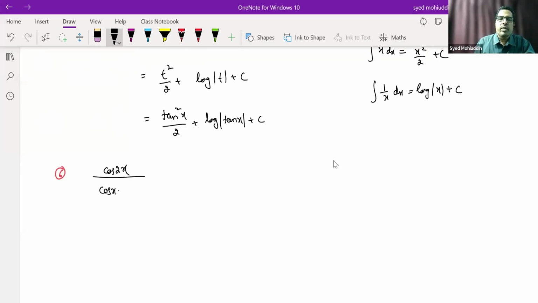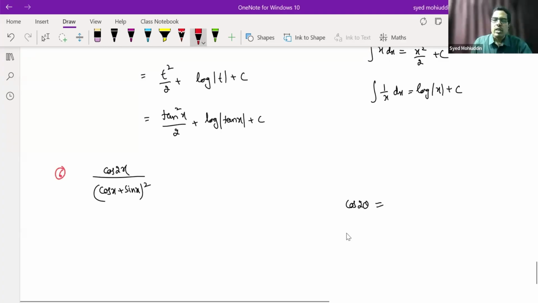That's the question we are having: cos 2x by (cos x plus sin x) whole square. Now the question is how to express this cos 2x, because there are three formulas for cos 2 theta, as I told you earlier.